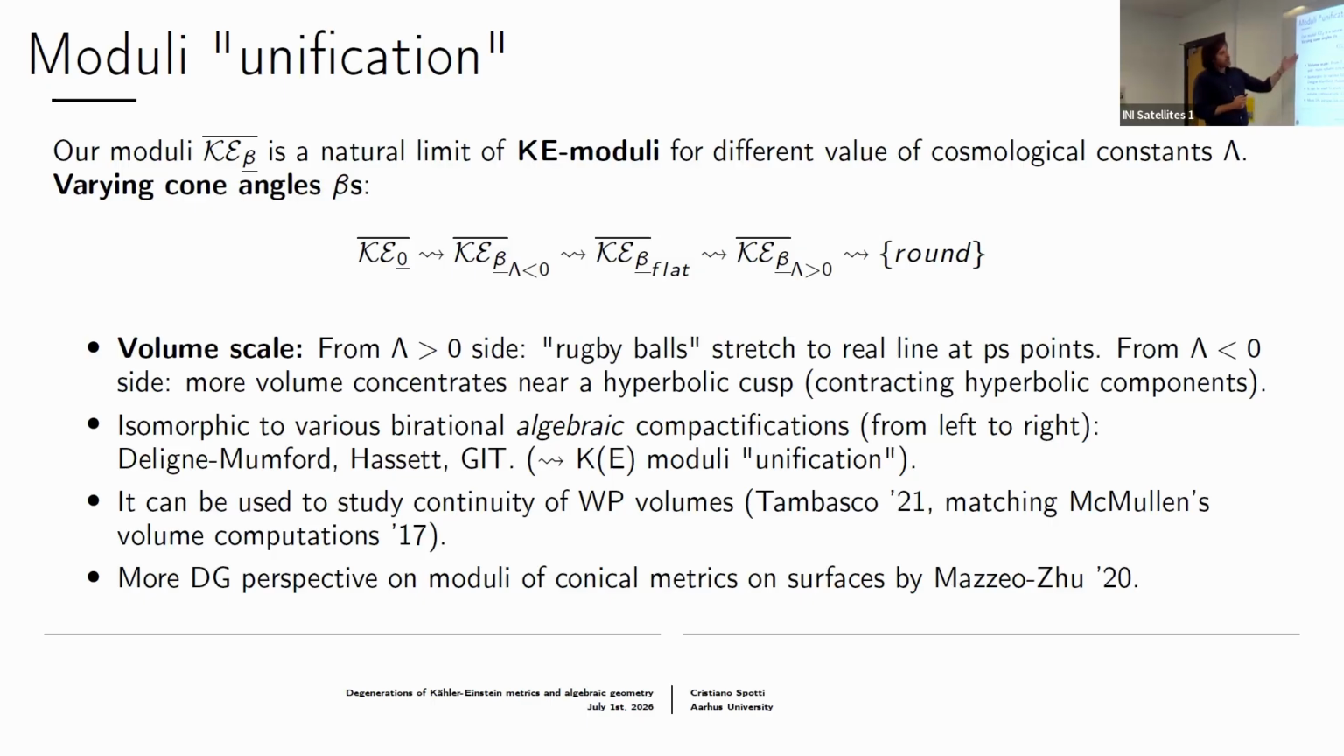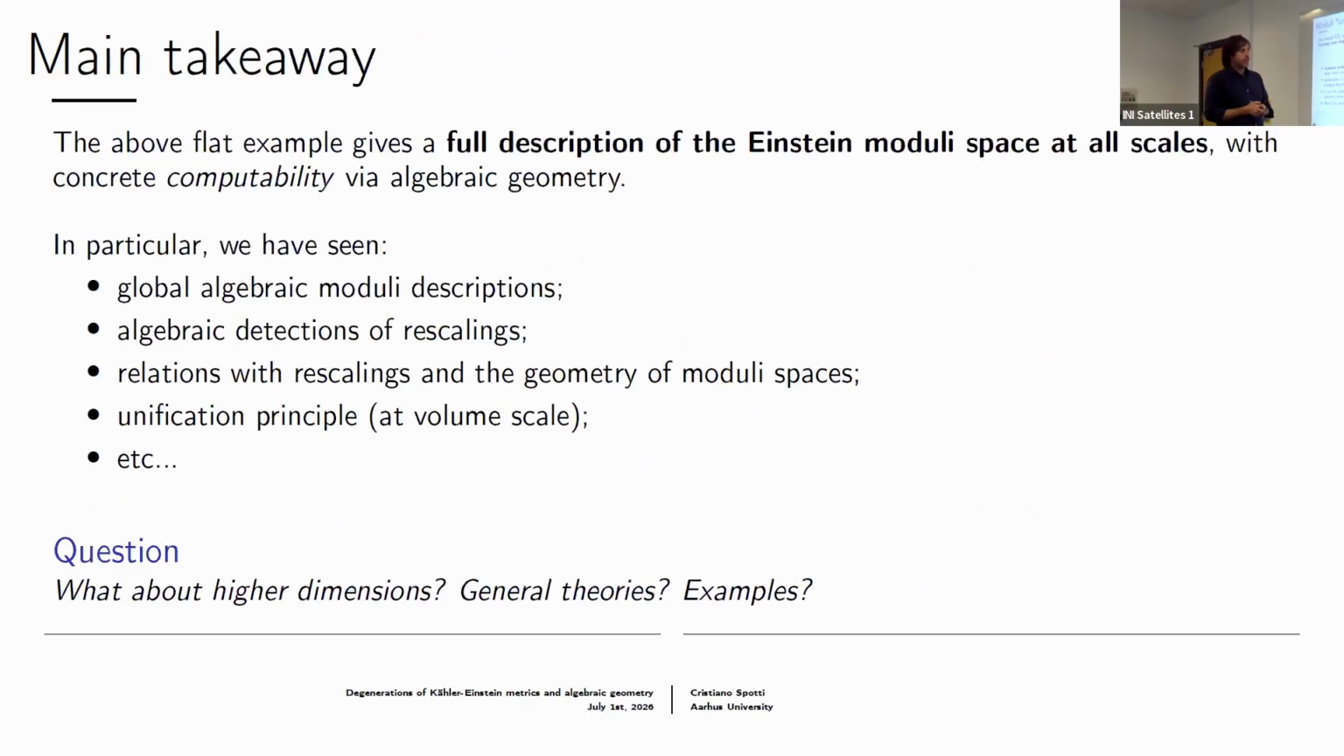So these things could be useful for several things. One can try to compute volumes, passing to the limits, maybe in the Calabi-Yau situation. And there is also some more differential geometric perspective, where you construct a differential geometric moduli space, where you plug in the beta as an extra parameter, and you can create a global moduli space where all these things fit together. This is the approach of Mazzeo and Chu.